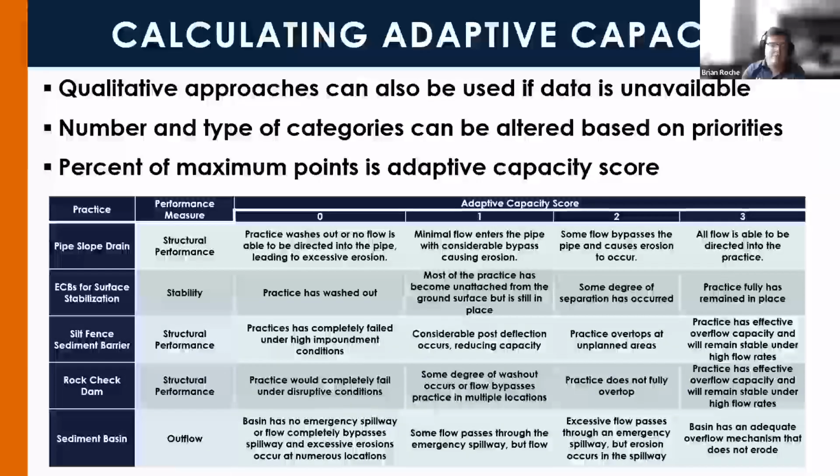So if you don't have available data, you can use a qualitative approach as well. Here's an example that we propose where the adaptive capacity score is based on how your practice falls in these categories, and that score will be based on the percentage of the maximum points. So if you have, for example, a rock check dam that's experiencing some degree of washout or flow bypass on multiple locations, you'd have an adaptive capacity score of 1/3, so about 0.33. Both the number and types of categories for this analysis can be altered based on practices or priorities.